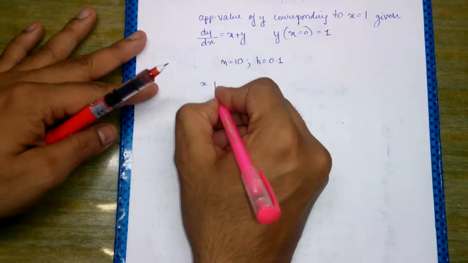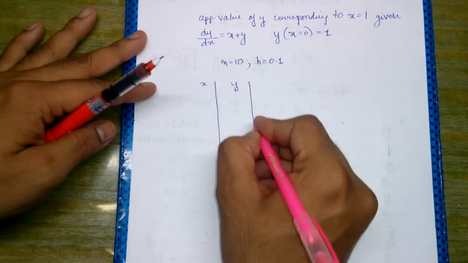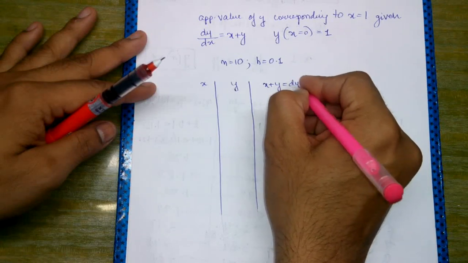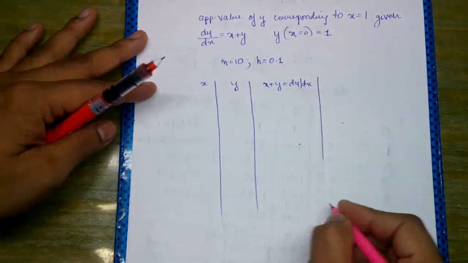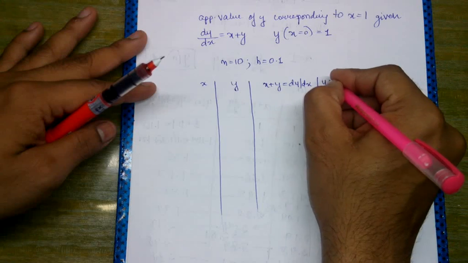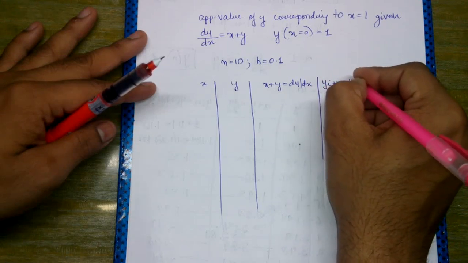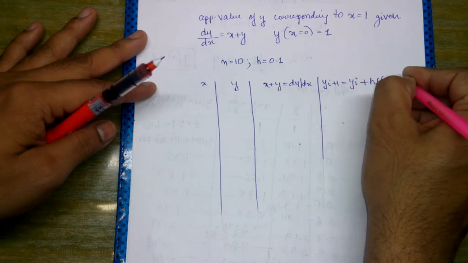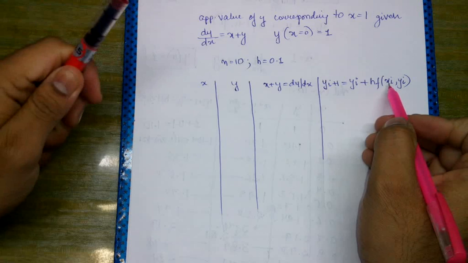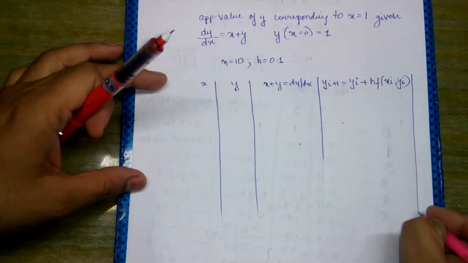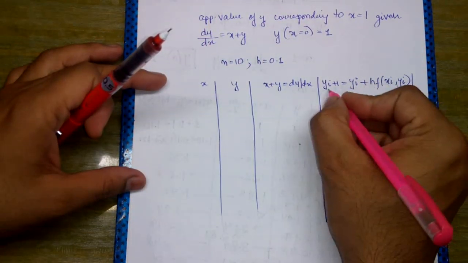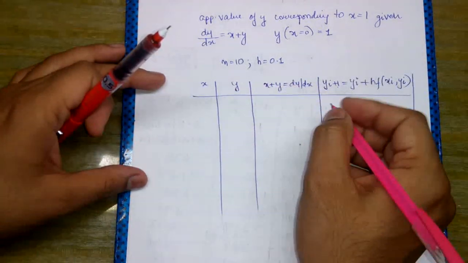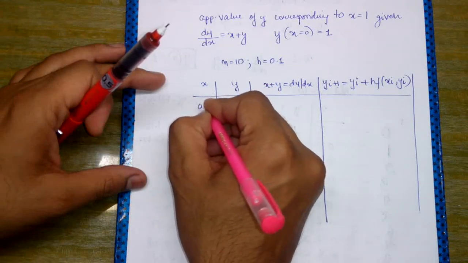So what we will do is we will form a table of x, y, x plus y which is dy by dx, and then y of i plus 1 is equal to y of i plus h into f x i comma y i. x i and y i correspond to the old values of x and y, whereas y of i plus 1 corresponds to the new value of y. Now we will start our iteration from 0.0.